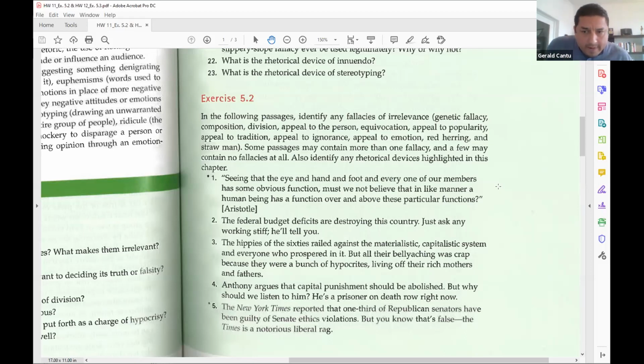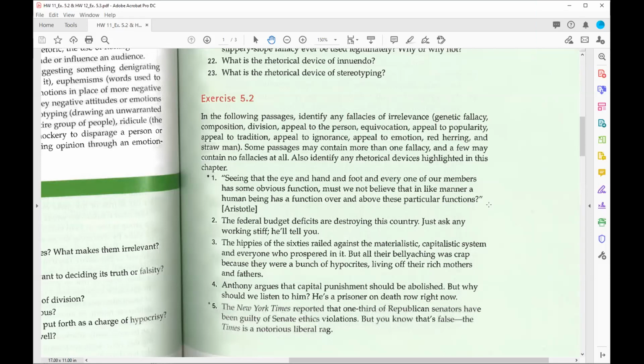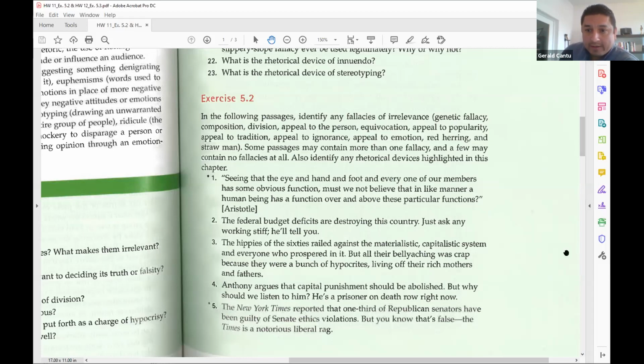Okay, what about the next one here? The New York Times reported that 1/3 of Republican senators have been guilty of Senate ethics violations, but that's false. The Times is a notorious liberal rag. Is that genetic? Genetic, yeah, it's genetic. Now you might think one other possibility is an appeal to the person. But the reason I think it's not in this case is because it's referring to an institution. I guess you could probably make an argument that it is an appeal to the person. But I think the most appropriate one would probably be the genetic fallacy.